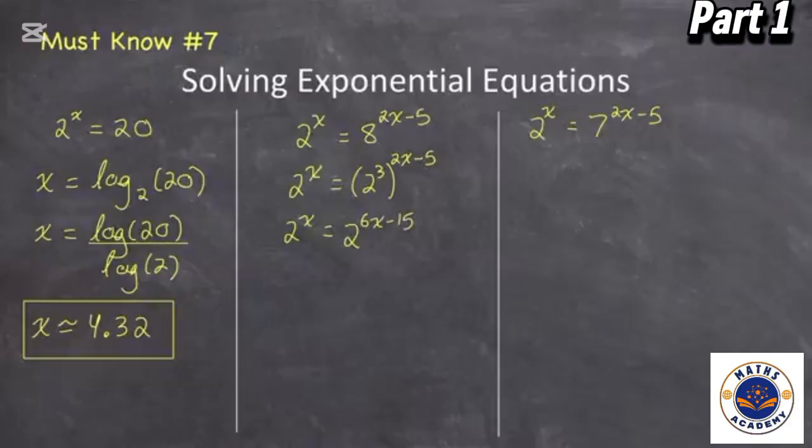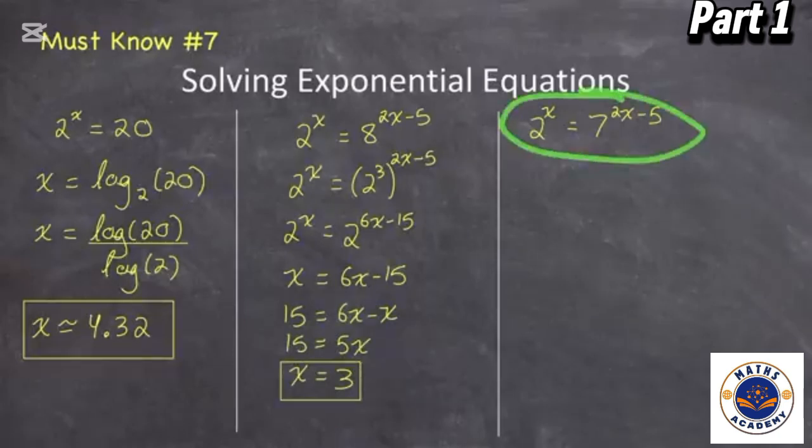And once you have power equal power where the bases are the same, the only way this equation could be true is if the exponents were equal to each other. So you can just set the exponents equal, x equals 6x minus 15, and then solve this by rearranging.